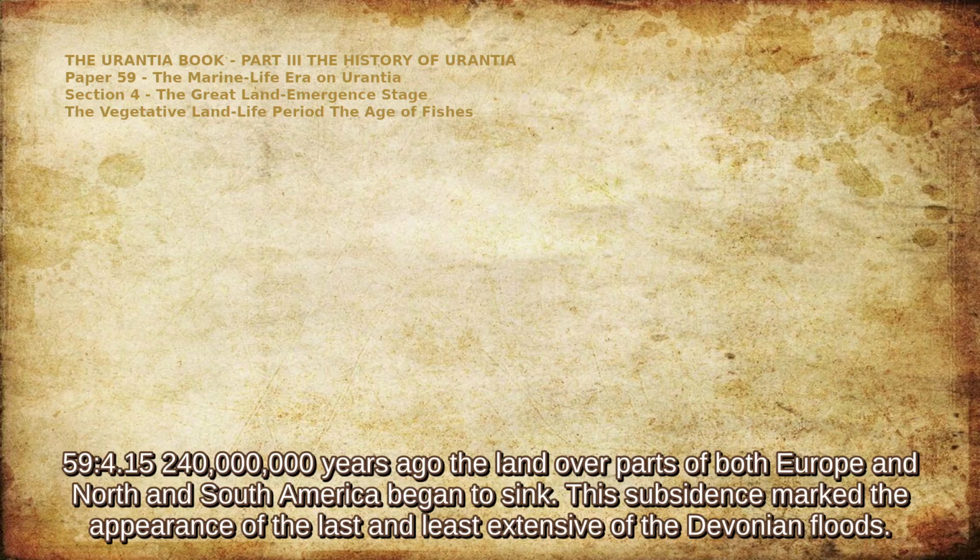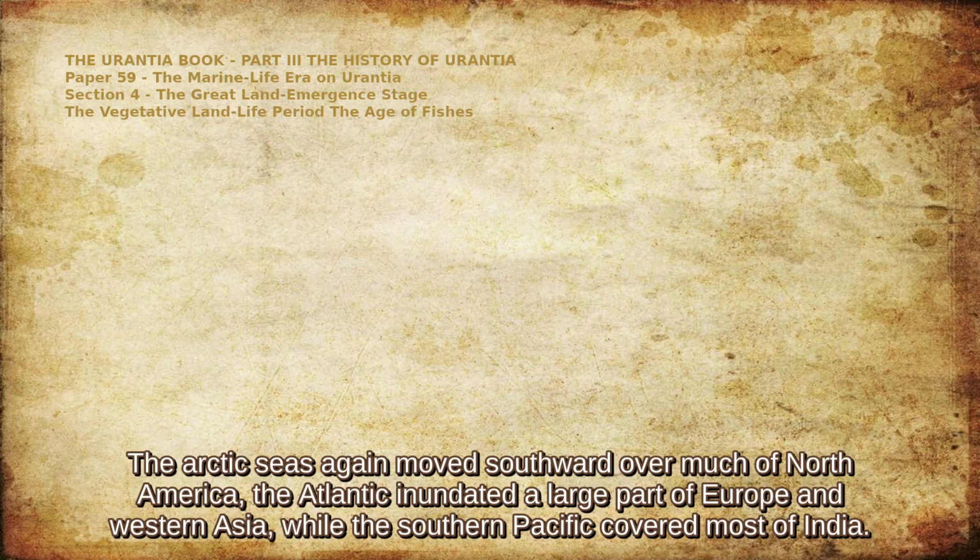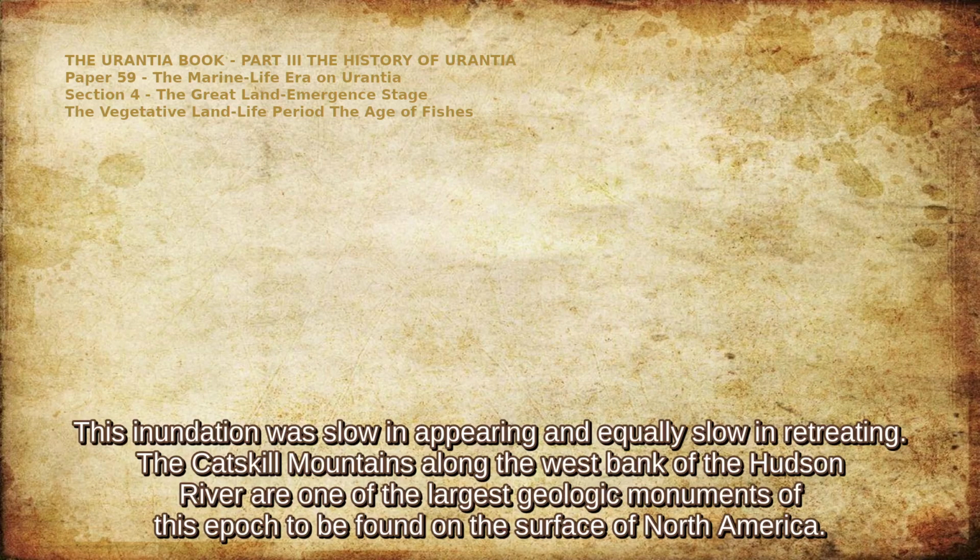240 million years ago, the land over parts of both Europe and North and South America began to sink. This subsidence marked the appearance of the last and least extensive of the Devonian floods. The Arctic seas again moved southward over much of North America. The Atlantic inundated a large part of Europe and Western Asia, while the southern Pacific covered most of India. This inundation was slow in appearing and equally slow in retreating.